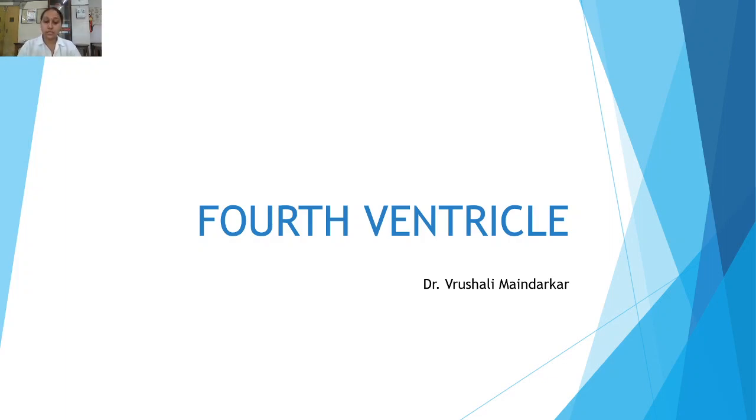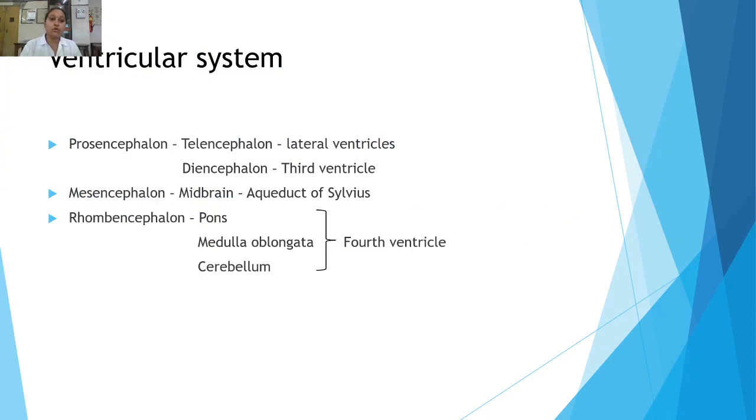Today we are going to discuss the fourth ventricle. As we are going through the neuroanatomy lectures, today we are going to discuss the fourth ventricle. Before we proceed to the fourth ventricle, let us have an overlook of what the ventricular system is exactly. Up till now, we have seen the central canal of the spinal cord through which CSF flows. Above the level of the spinal cord, we have seen the pons, medulla, and cerebellum as the brain stem.